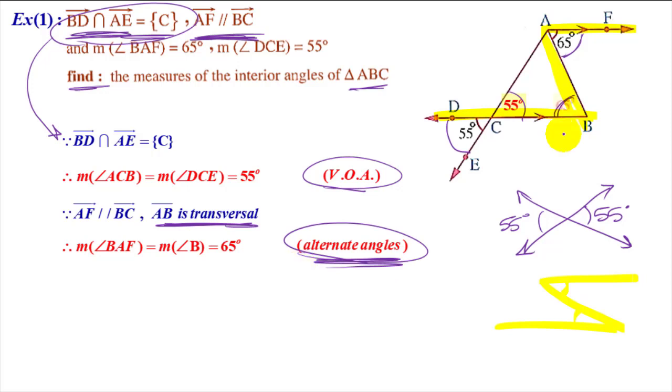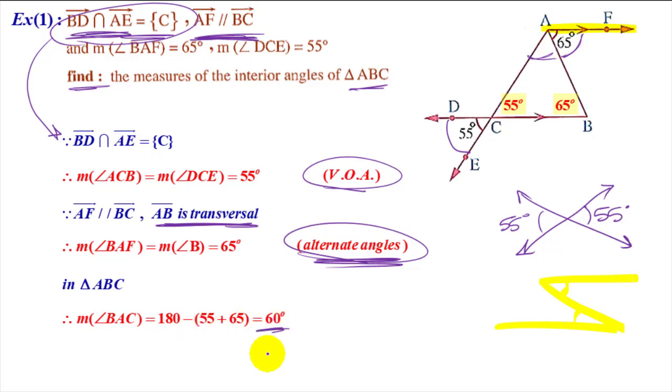Now we have found two angles inside the triangle. The measure of angle C equals 55 and the measure of angle B equals 65. To find the third angle, we subtract 65 and 55 from 180. Then in triangle ABC, therefore the measure of angle BAC equals 180 minus (55 plus 65) will equal 60 degrees.